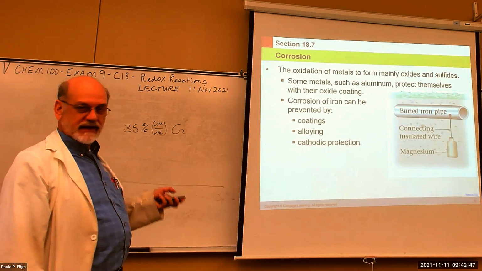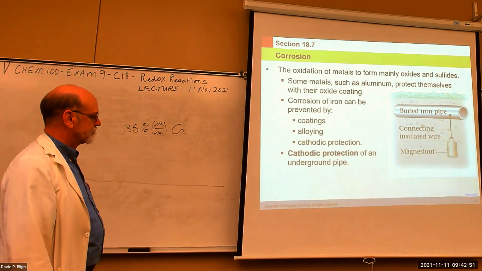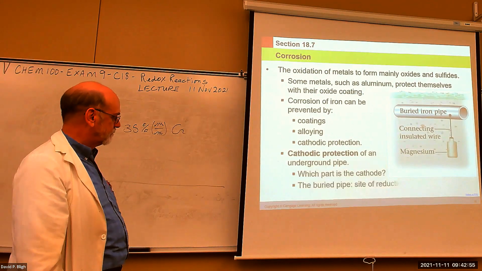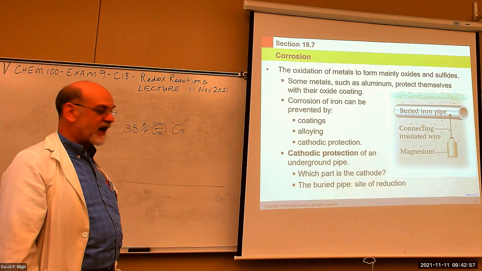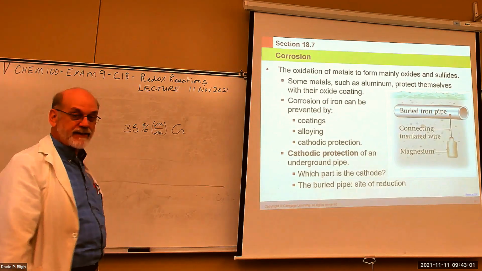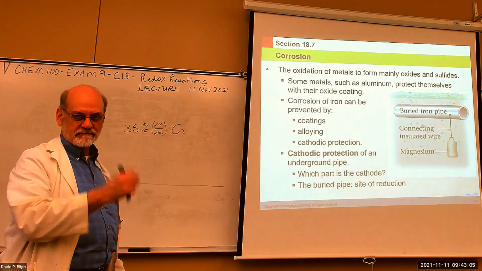Or we can do this cathodic protection. That's cathodic protection of an underground pipe. The buried pipe is the cathode. That's the site of reduction. We want to keep that iron reduced as iron metal.